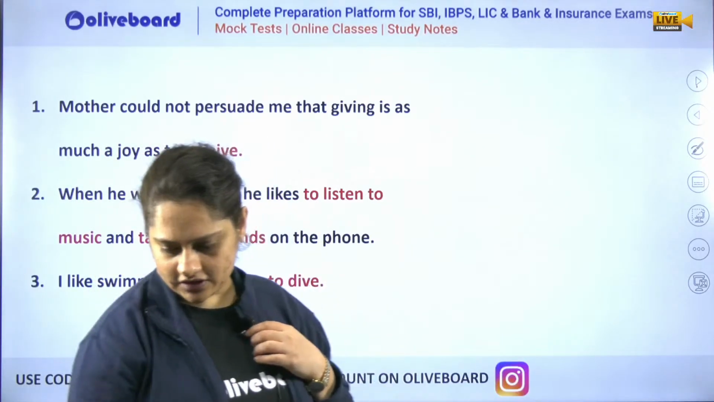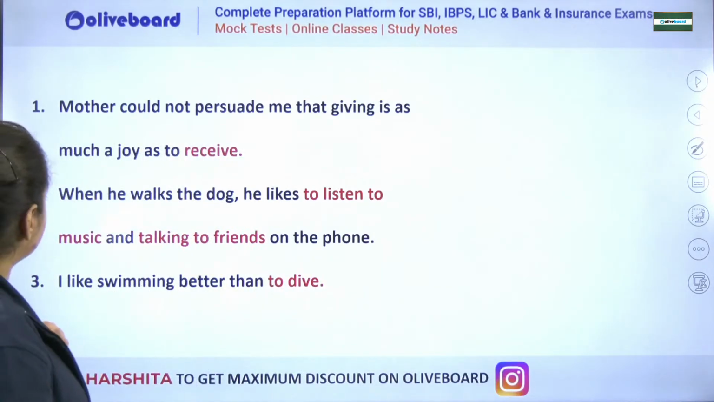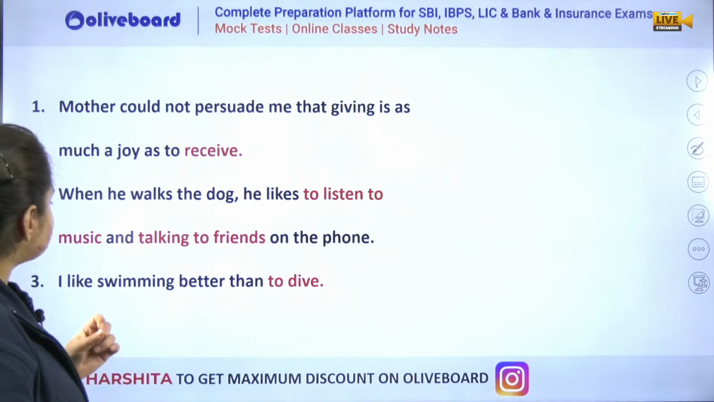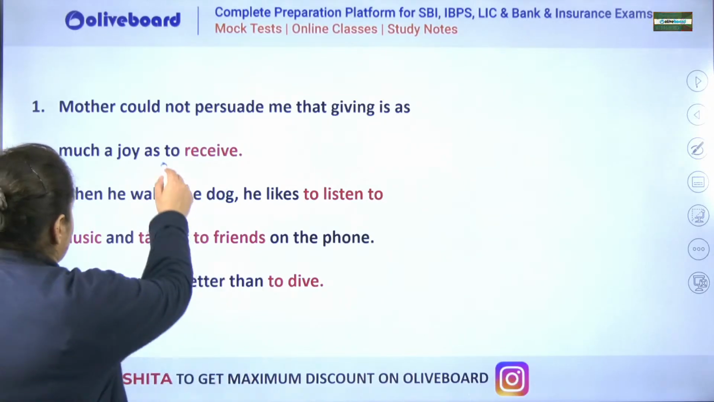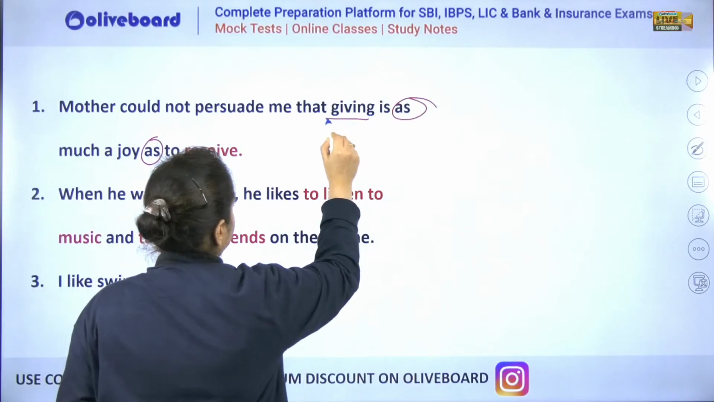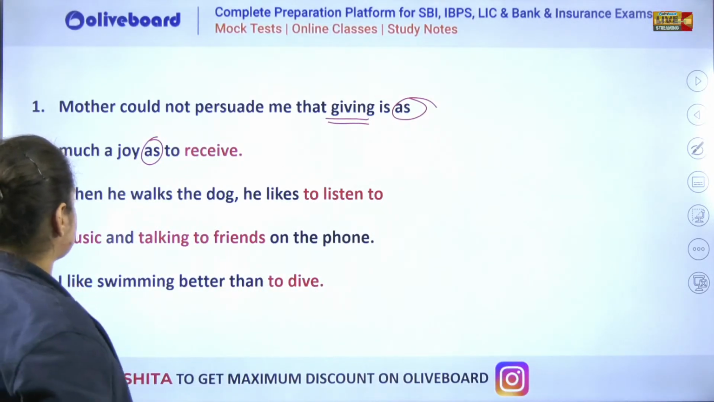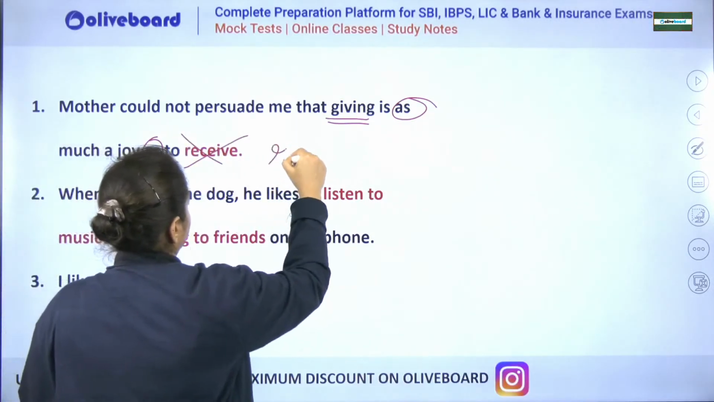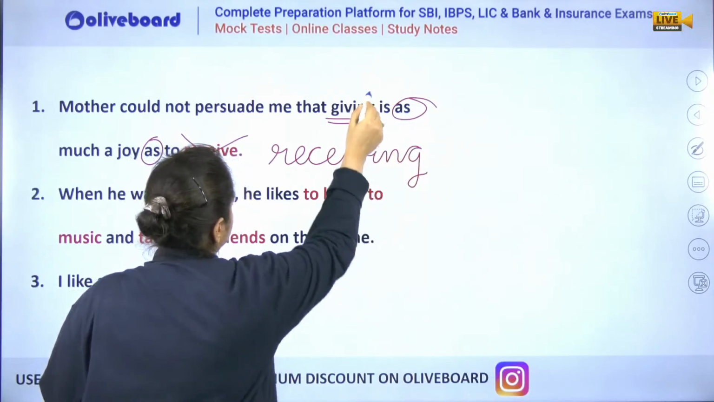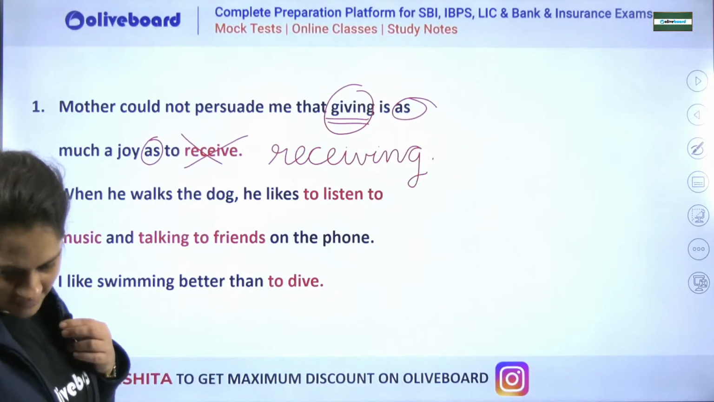Ajay saying cooking. Yeah, we can correct it in all. We have to correct and maintain the parallel structure. What will I write here? Mother could not persuade me that giving is as much a joy. Now see, we are comparing. As is used for comparison. Okay, and here before this we have used giving. So giving is as much a joy as receiving. Here also ing form will come because we are using ing here. So this is your rule of parallelism. Okay, both in ing. Yes, very good.